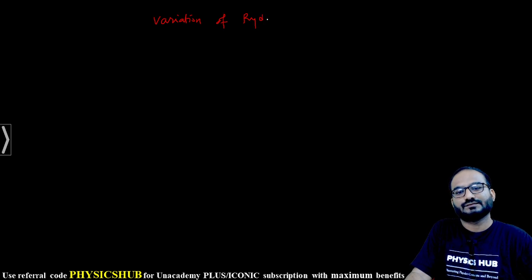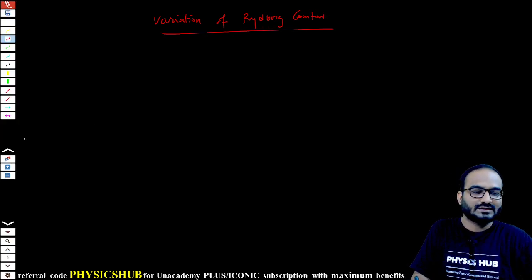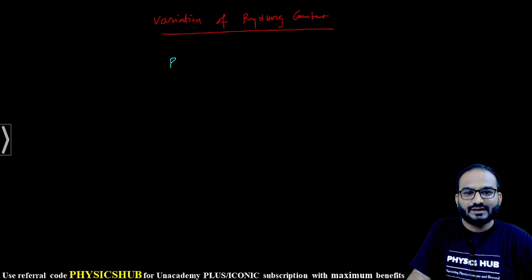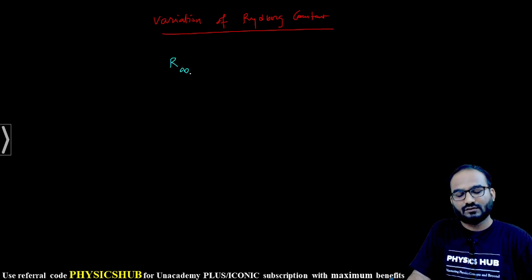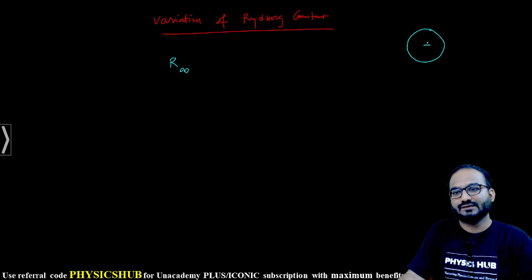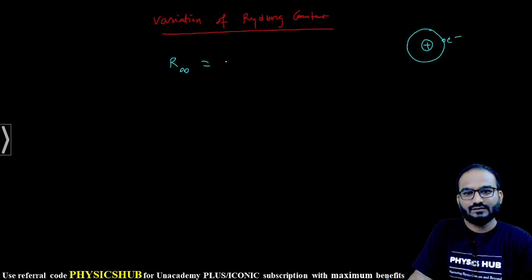Variation of Rydberg constant. So let's start with the definition of the Rydberg constant. The Rydberg constant is generally defined by considering the mass of the nucleus to be infinitely heavy. Mass of the nucleus is taken to be infinitely heavy, and you get the formula m e to the power 4 divided by 8 epsilon naught square c h cube.